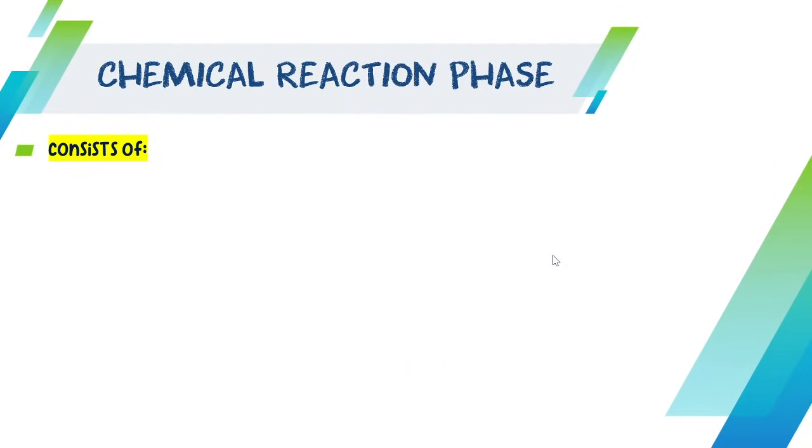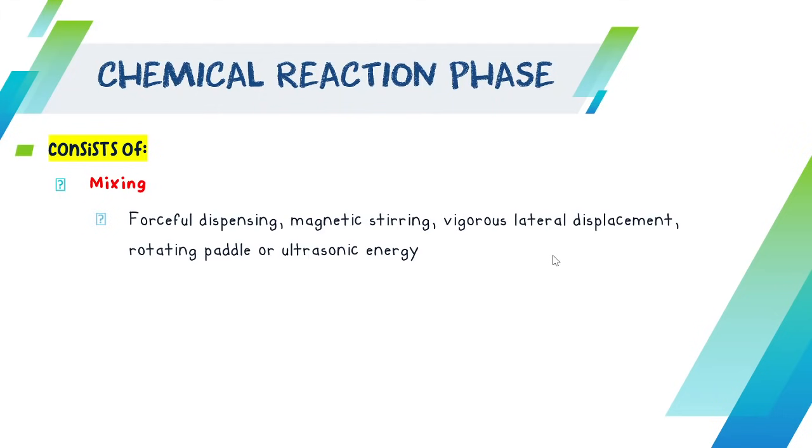So now we go to the next step, your chemical reaction phase. Now, your chemical reaction phase consists of four parts. So one, you have your mixing. Mixing could either be through forceful dispensing, magnetic stirring, vigorous lateral displacement, rotating paddle, or ultrasonic energy.